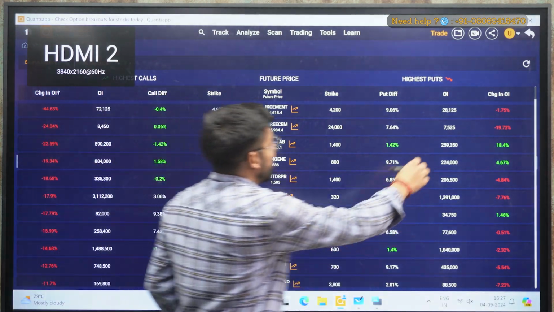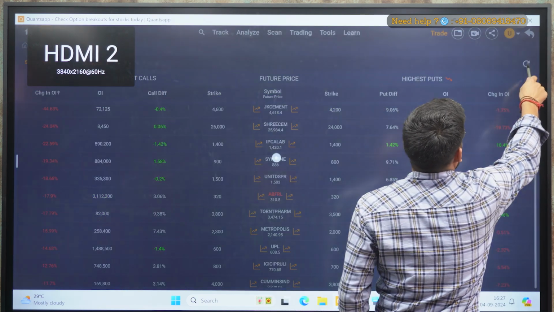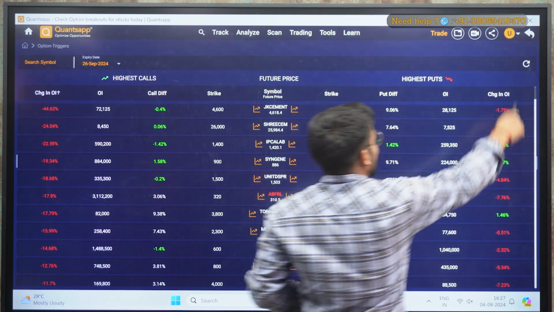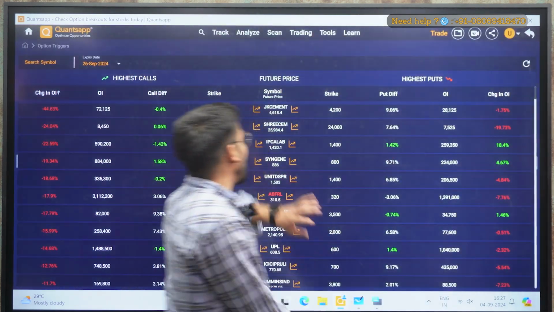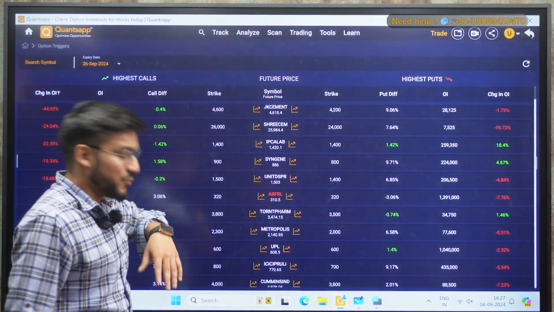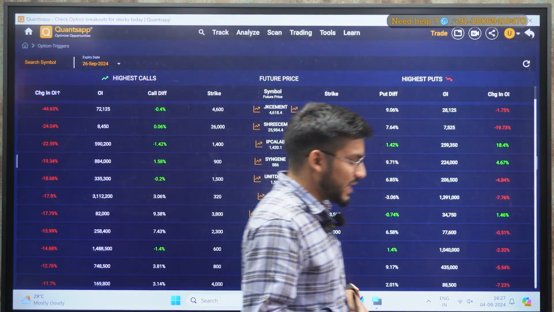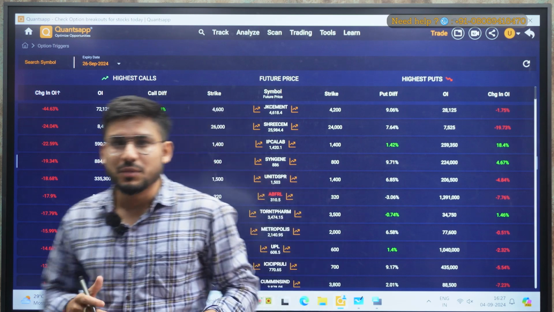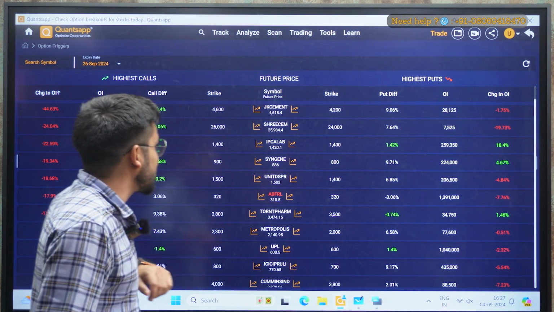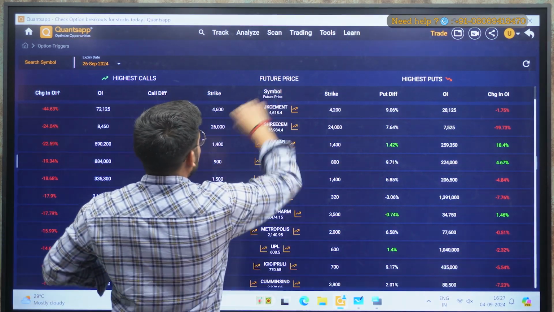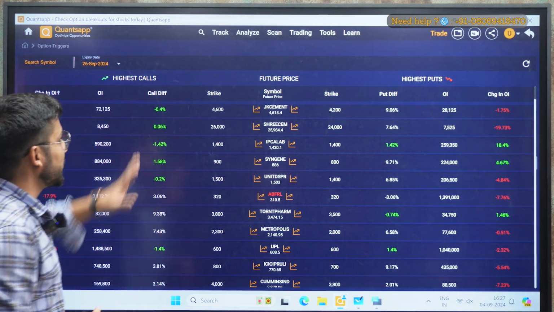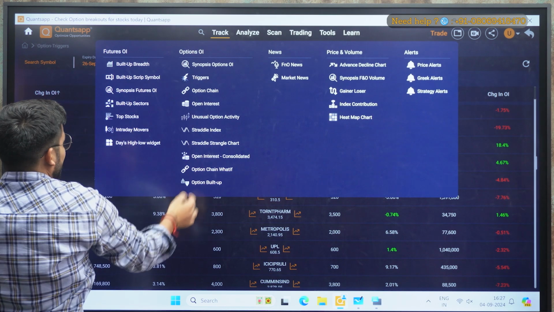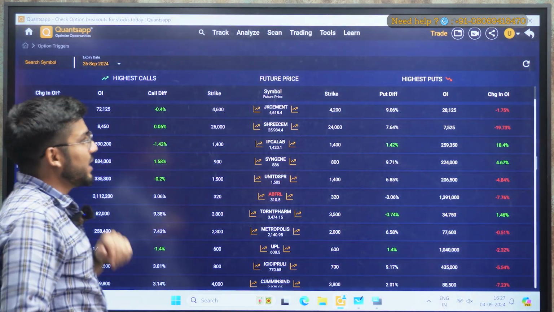Now you can see here there is an option to refresh. If you are trading intraday, you have to click on that button. What it will do is refresh all your data. And if a stock in real time is changing its OI at a very drastic pace, it will give you that stock also in the upper region. So basically this is how the trigger feature refreshes itself.